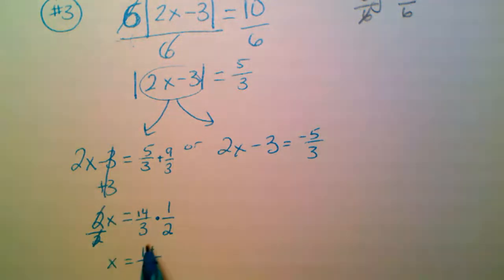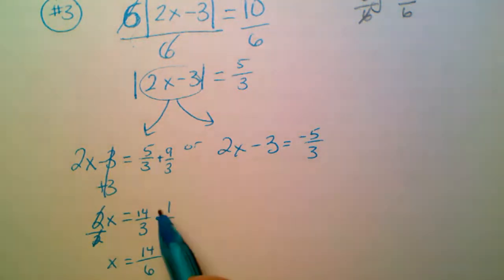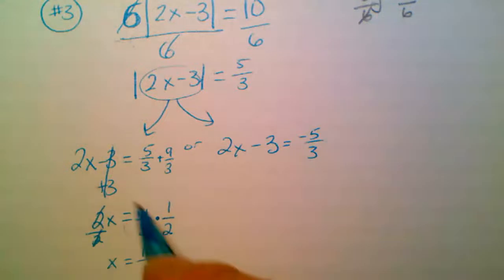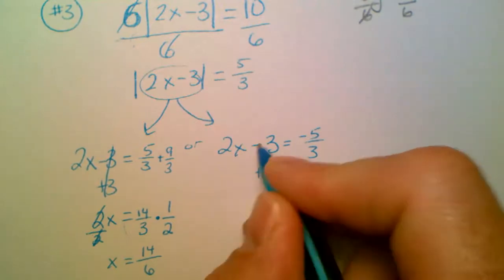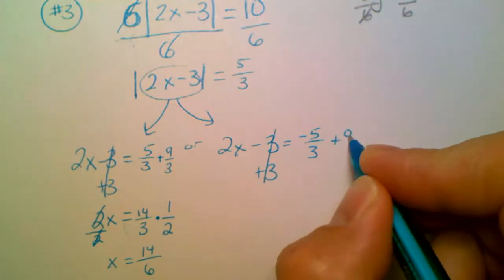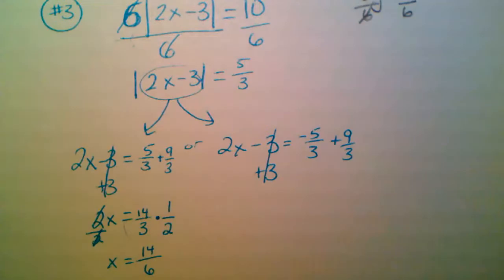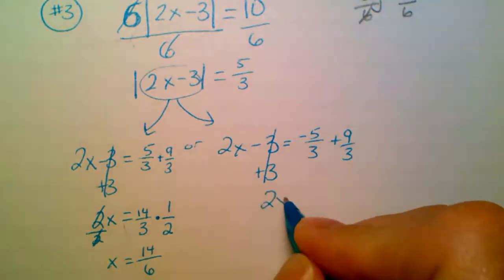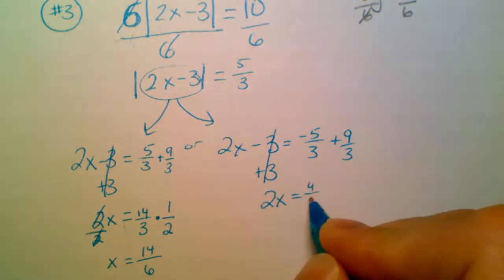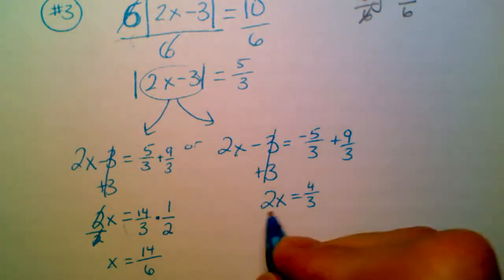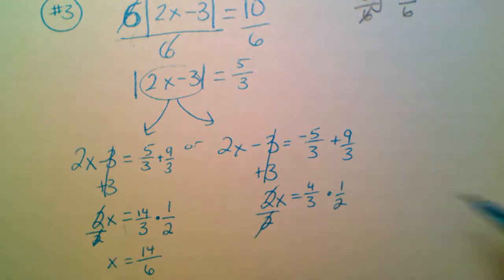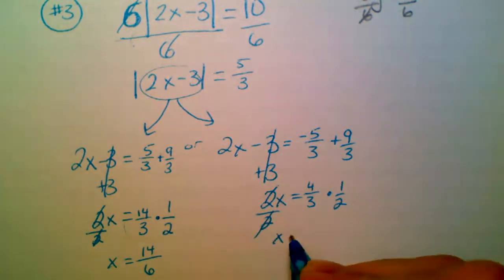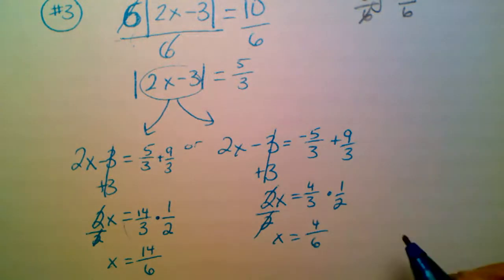Again, I can see how that calculation is a little tricky, but remember, I am letting you use a calculator. So work on those fraction buttons and try to get those answers. Decimals are okay. So in this one, add 3, same thing, add 9/3, which is the same thing as the number 3. 2x equals 4/3. And then remember, if we divide by 2, that is the same thing as multiplying by 1/2. So we get our second answer as 4/6.